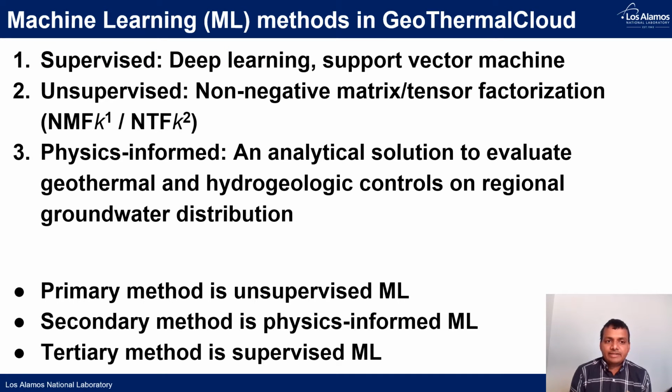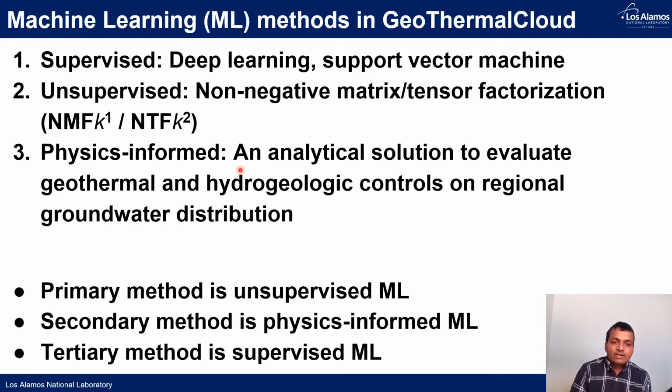Currently, it has the capability of three branches of machine learning: supervised, unsupervised, and physics-informed. For supervised, we have deep learning and support vector machine learning. For unsupervised, non-negative matrix or tensor factorization, which are also known as NMFK and NTFK. You can go to reference 1 for NMFK and reference 2 for NTFK to learn more.